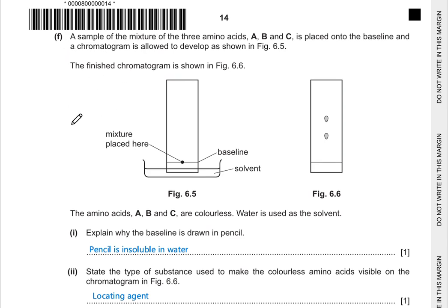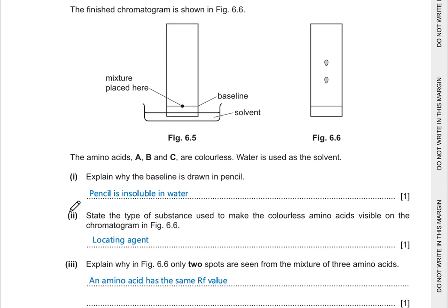Now a sample of the mixture of the three amino acids A, B, and C is placed onto the baseline and a chromatogram is allowed to develop as shown in figure 6.5. So this is a chromatogram and we are asked to explain why the baseline is drawn in pencil. So why don't you draw it in pen? When you write something in pen, the ink can move or stain further, and it will move around the pen line. But pencil doesn't move. Why? Because pencil is insoluble in water.